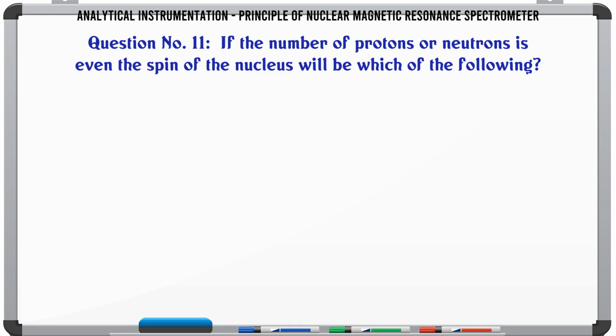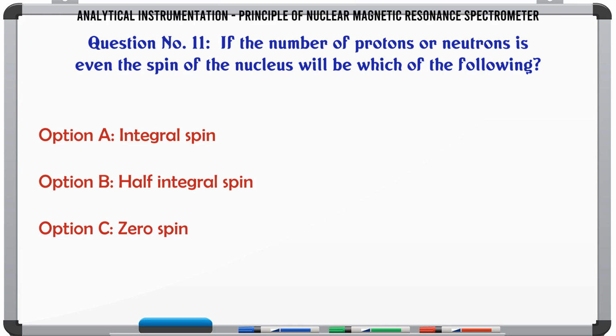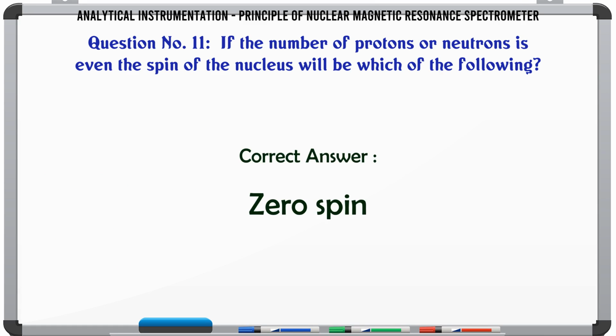If the number of protons or neutrons is even, the spin of the nucleus will be which of the following? A. Integral spin. B. Half integral spin. C. Zero spin. D. Positive spin. The correct answer is zero spin.